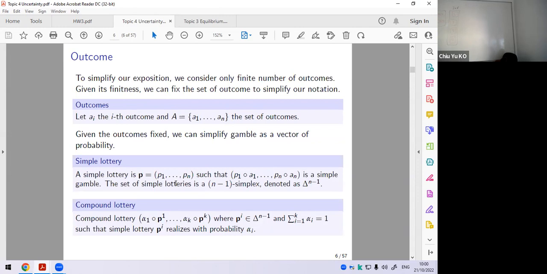So to make what I said more clear, I just call this lottery. Sometimes the book may call this gamble or lottery, the same thing, just a matter of notation. So from now on, we just focus on a bunch of probabilities, or a lottery over probabilities, a compound lottery. There are two ideas. Is that okay?